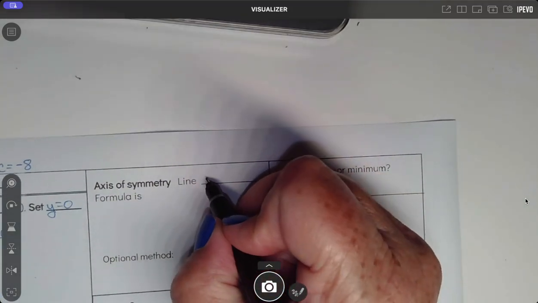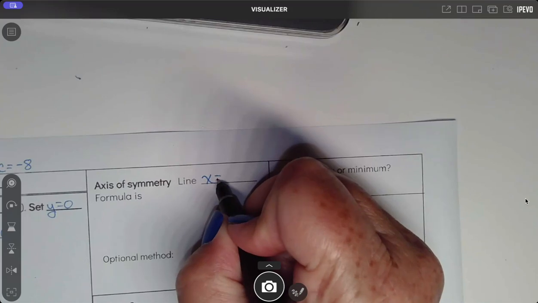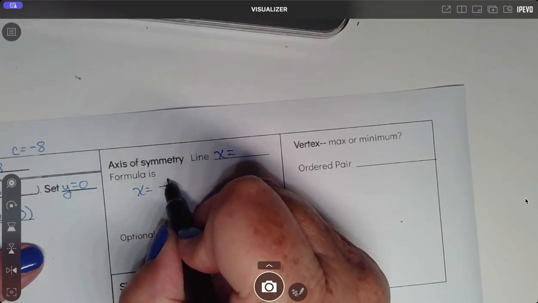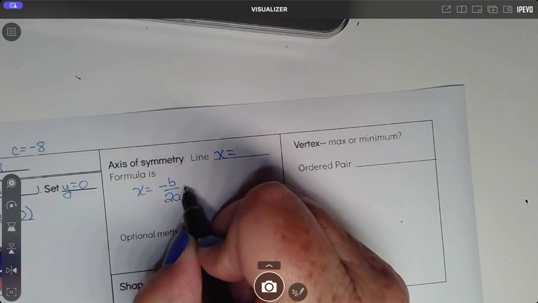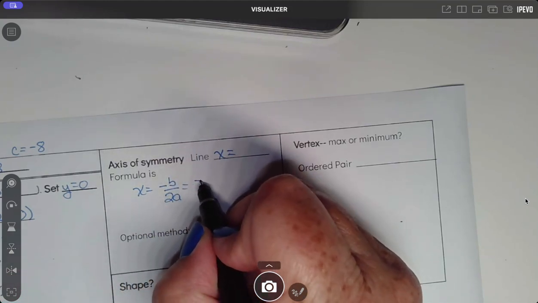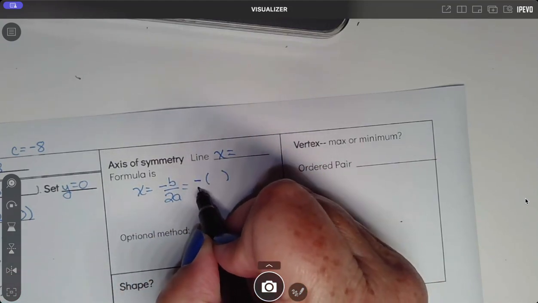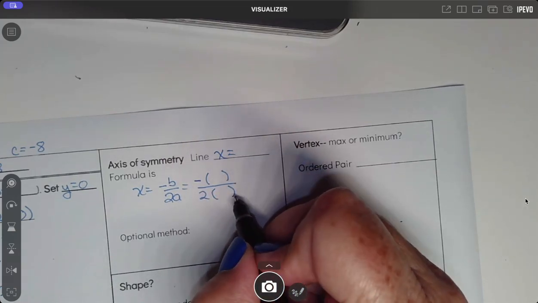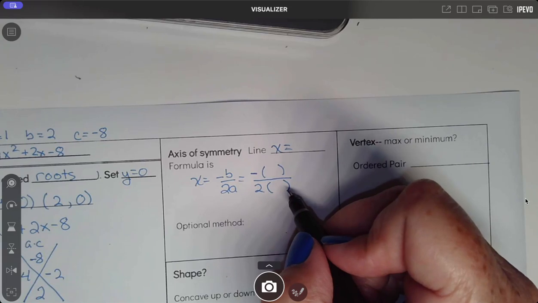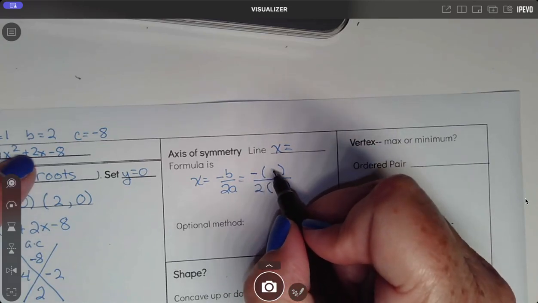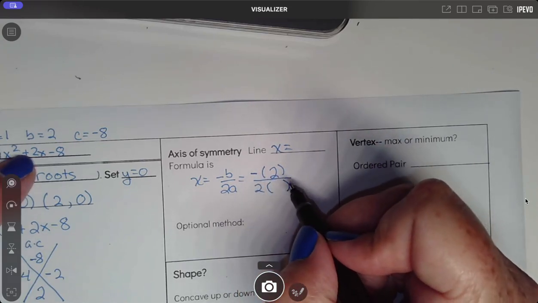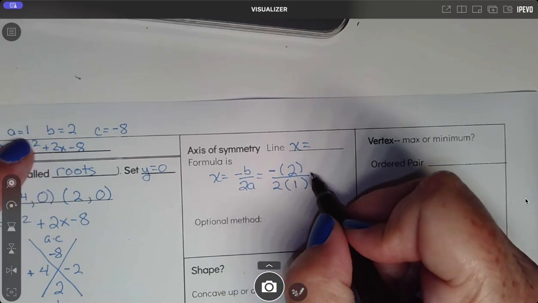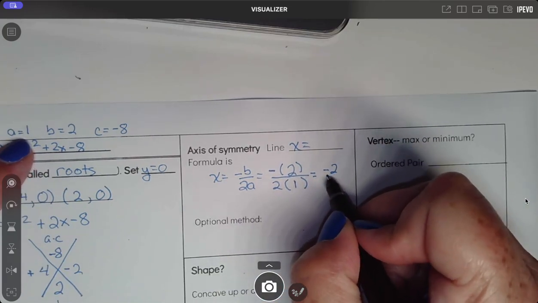But let's do it mathematically because sometimes it's not as easy as the visual. So the axis of symmetry is actually a line, and we notate that with x equals something. There's a formula: x equals negative b over 2a. Negative b means negative, and then you fill in whatever b is. And 2a means 2 times whatever a is. So our b was positive 2, so we have negative, and in parentheses, a 2. 2 times a, and a was 1, gets us negative 2 over positive 2.